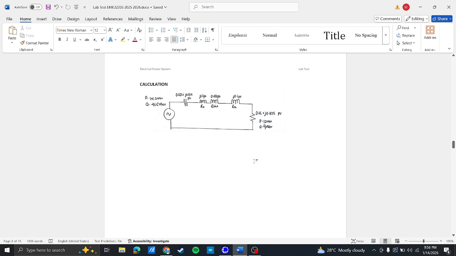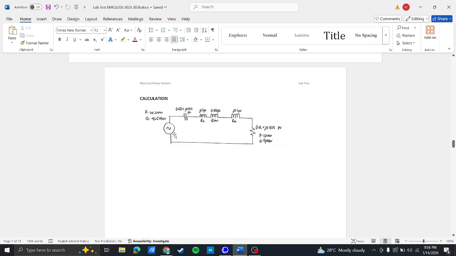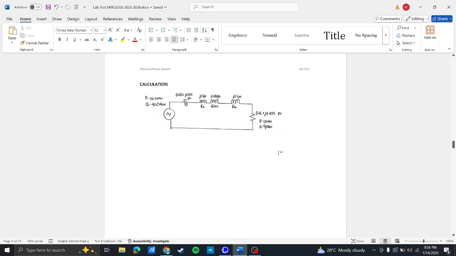This is the simplified circuit when the pre-calculation has been done, where we have 0.682 plus j0.912 PU for the initial load, j0.1 PU at XT1. At X line, we got 0.183 PU. XT2, we got also the same, which is j0.1 PU. Finally, the load at bus 2, we got 0.15 plus j0.1125 PU for the final load.